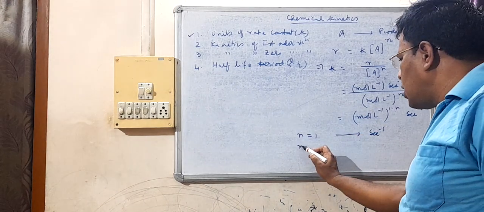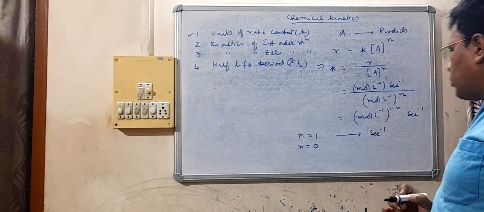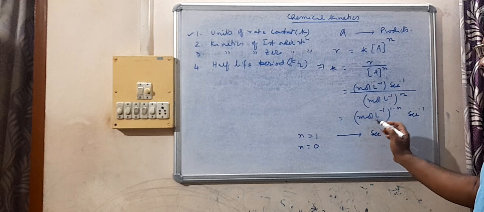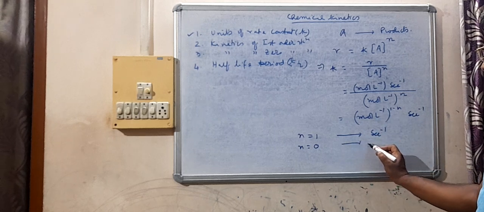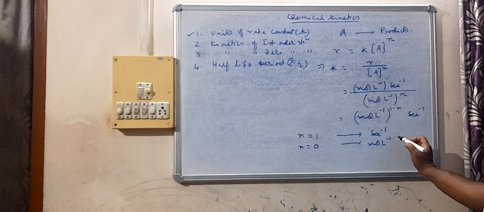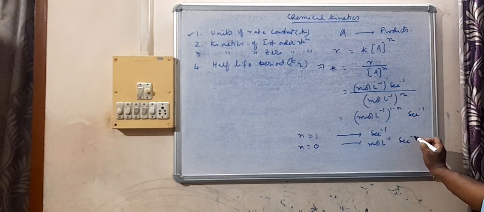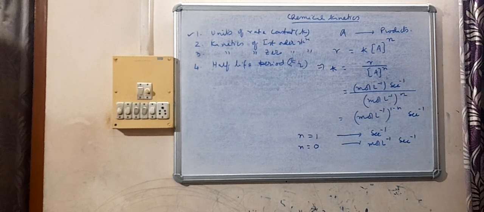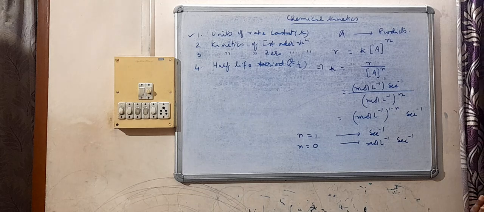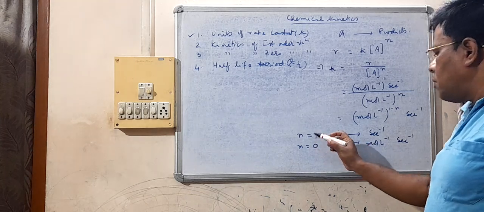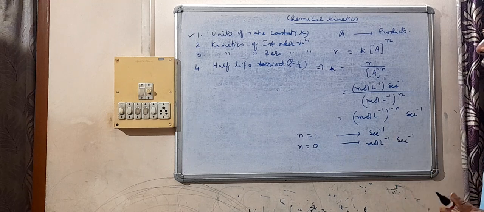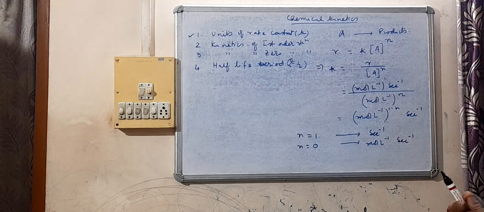Let us find out in the case of a zero order reaction. Zero order reaction, so n value is 0. So it will be moles per liter per second. It is the unit of k for a zero order reaction. So in this way, by putting n equal to 2, you can get the unit of k for a second order reaction.